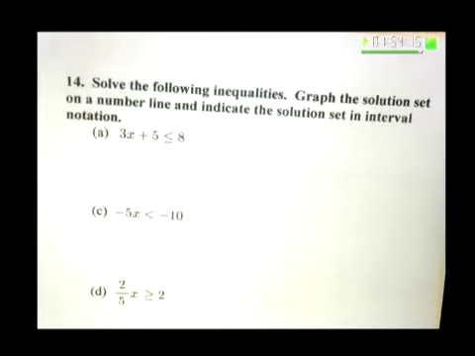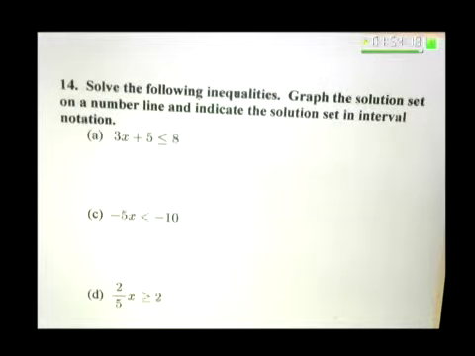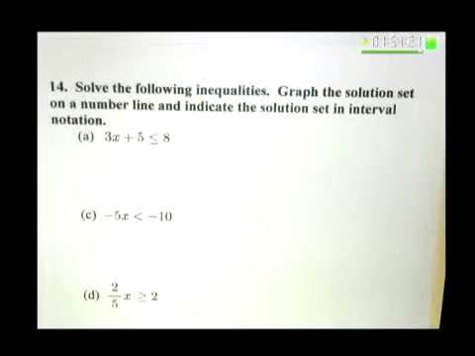We're on problem number 14. Problem 14, you have to read the instructions. The instructions say, solve the following inequalities, graph the solution set on a number line, and indicate the solution set in interval notation. Okay? This has 3 instructions to this one problem. So there are 3 things that you need to do to this problem. Chances are, when you take a test over this, they'll ask you one of the 3, not all 3. But by working all 3, you'll know how to do them so that you know what they're asking.